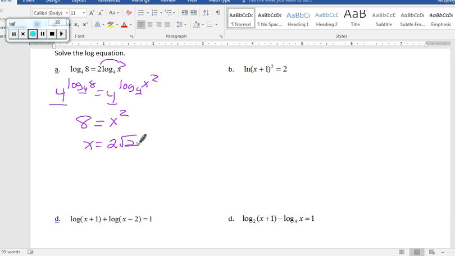I got x is equal to 2 root 2. I'm okay with the decimal answer. I just didn't do it that way, and I'm not sure what it is. I don't have a calculator with me right now.